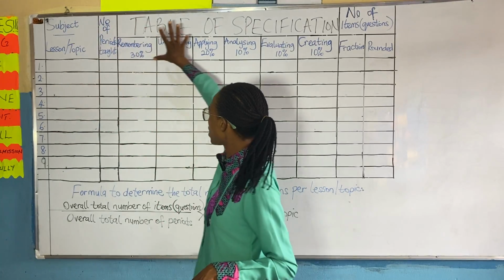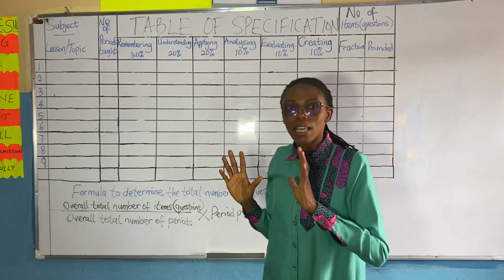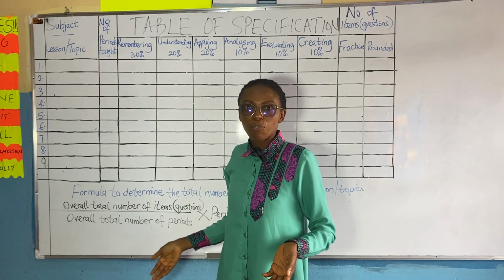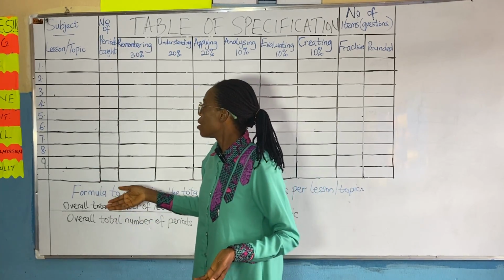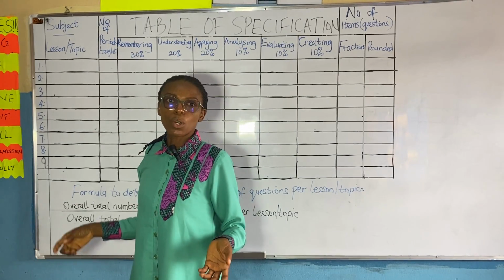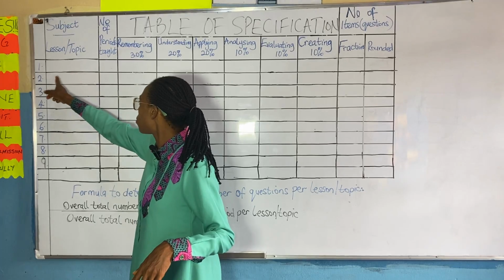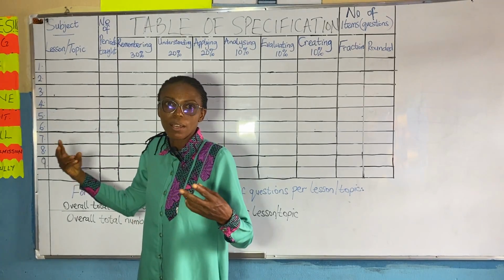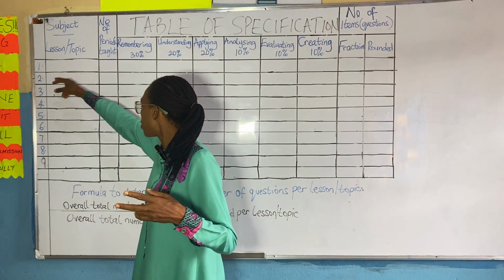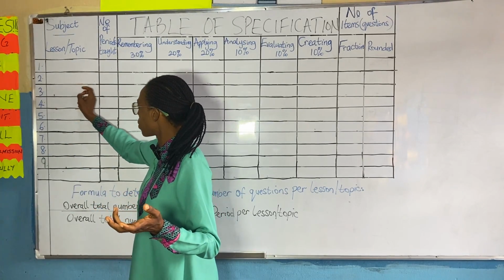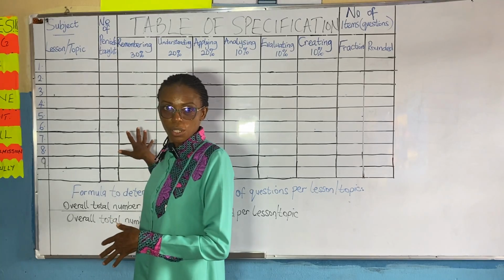So this table of specification here is for examination. It is still the same thing you can use for tests. So if it's for tests, let's assume your test comes up every 2 weeks or every 3 weeks. So you'll have row 1, row 2, row 3. That's if it's after every 3 weeks, you have 3 topics. If it's after every 4 weeks, you have 4 topics. So you can always adjust this table.